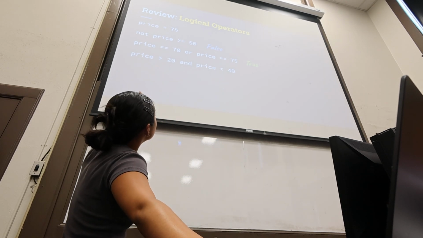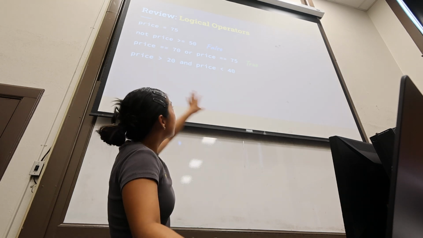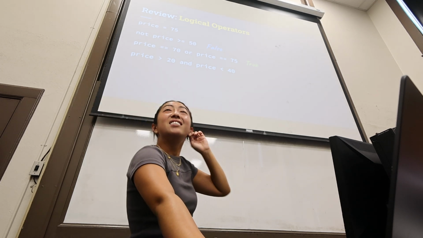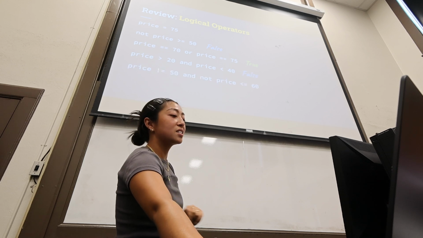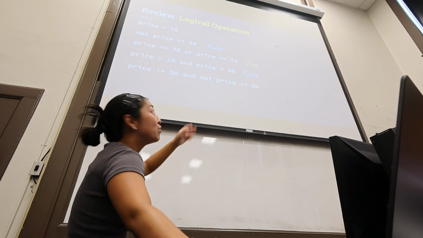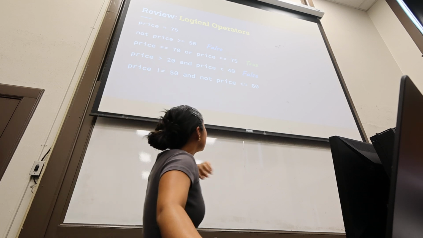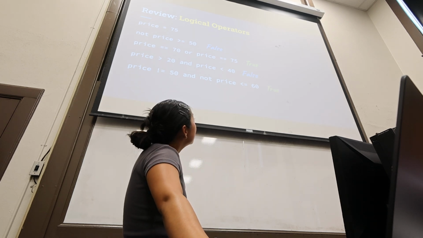Okay, what about this one? False, right? If you read the English, it's like, is price greater than 20 and less than 40? That doesn't really make sense to me if we're using the same price variable, so false. Look at this in English too, so as not to confuse yourself. So is price not equal to 50 and not less than 70 or 60? True, right?